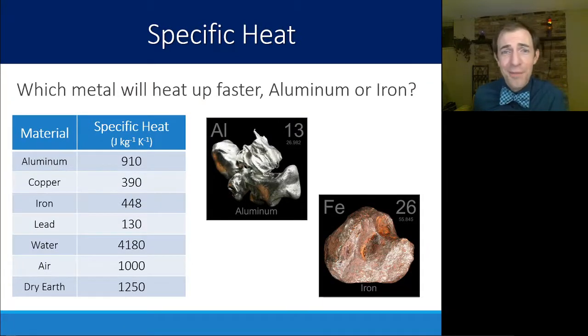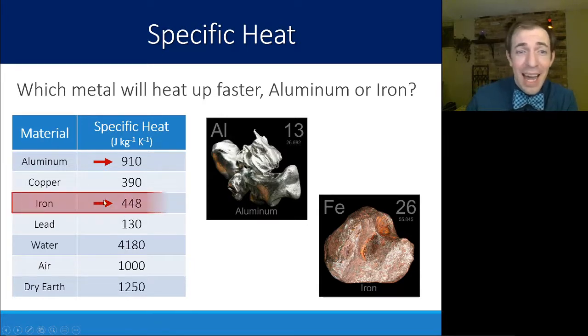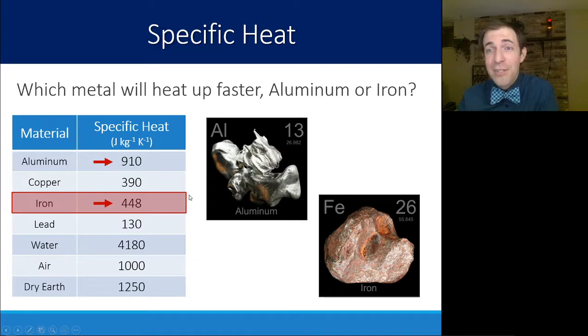If we were to compare two values, you should be able to find them on the list. If I were to ask you which metal, in this case, heats up faster, assuming you have the same mass of metal, will aluminum or iron take more or take less time to heat up? Which one will heat up faster? Finding these on the list, aluminum is 910 joules per kilogram per Kelvin. Iron is 448 joules per kilogram per Kelvin, which means that iron should heat up faster. It takes less energy per kilogram to increase by 1 degree Kelvin. So if you have the same amount, it should increase twice as fast.